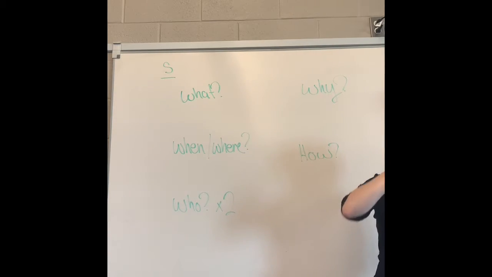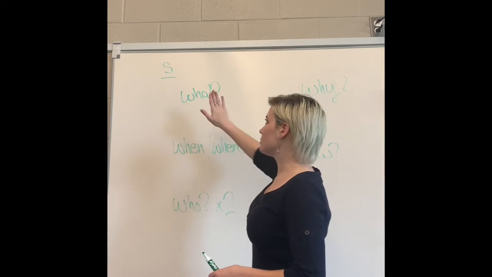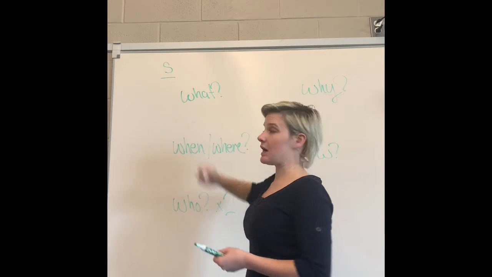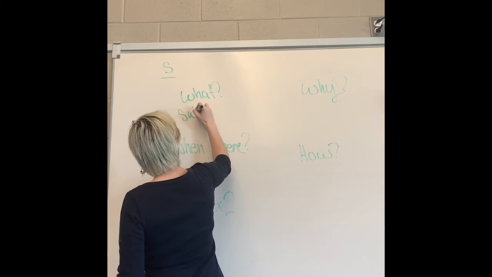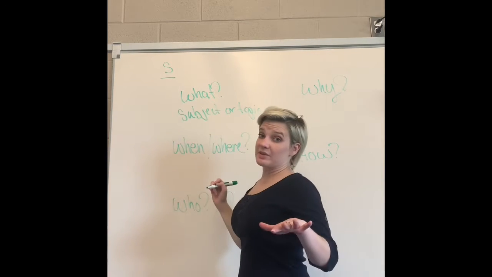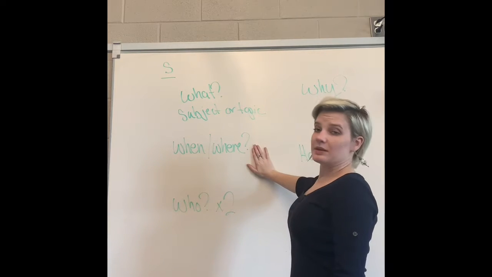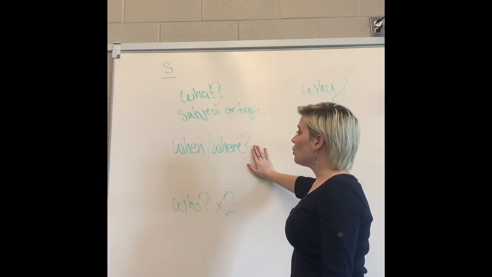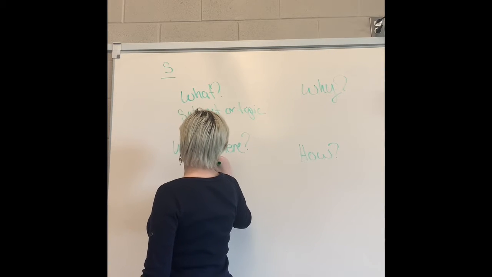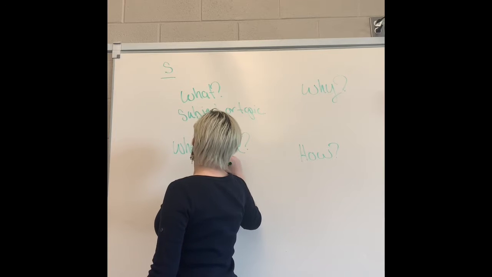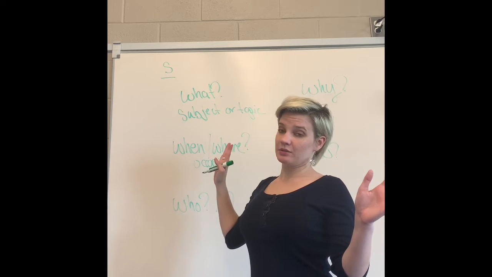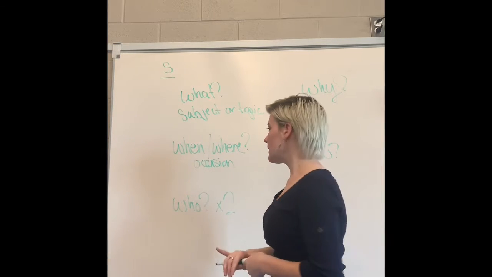All right. So we first have what. So literally, what is the text about? What is the content? What is the topic? So the subject or topic of any given text. Then we have when and where. When and where I normally call occasion. Okay, so the when and where of something is also known as the occasion. I think I spelled that right. I know, an English teacher who can't spell, the humor.